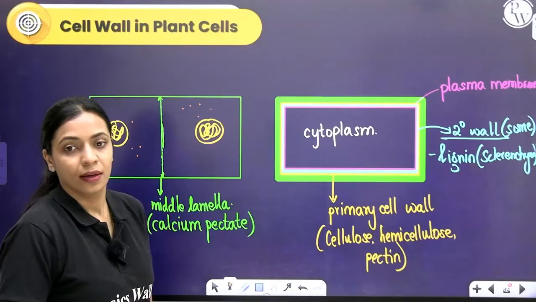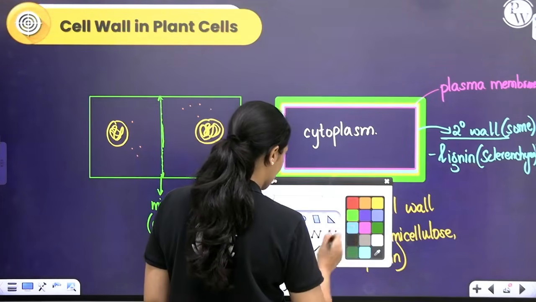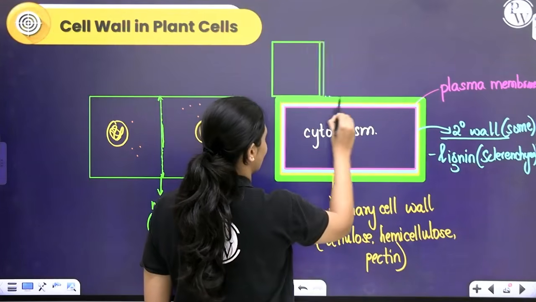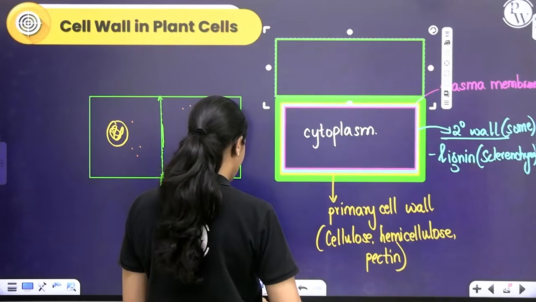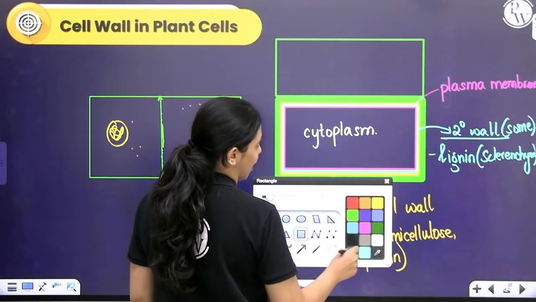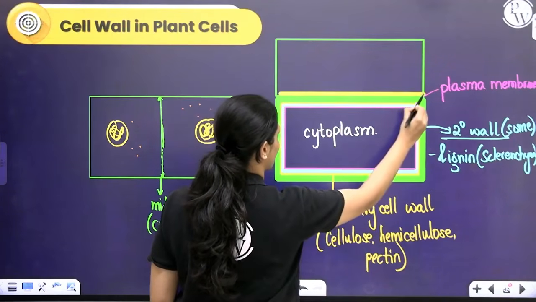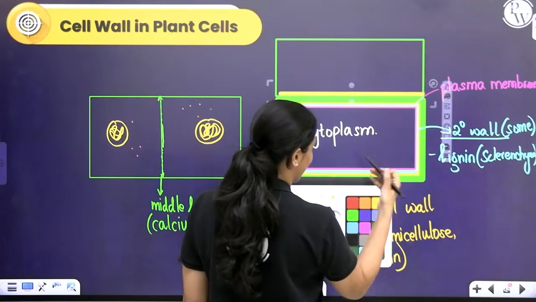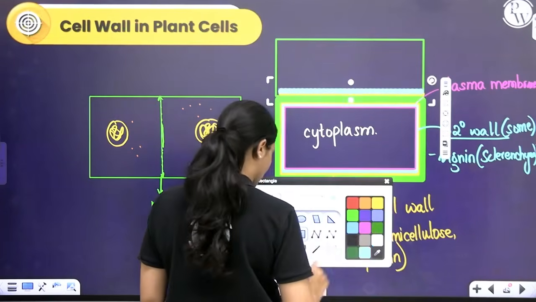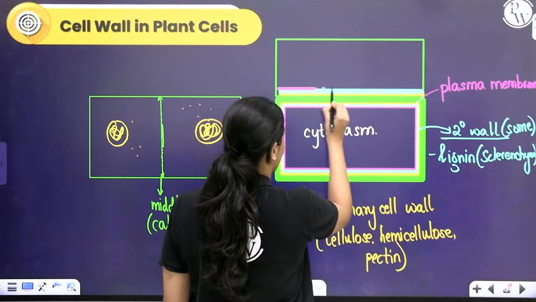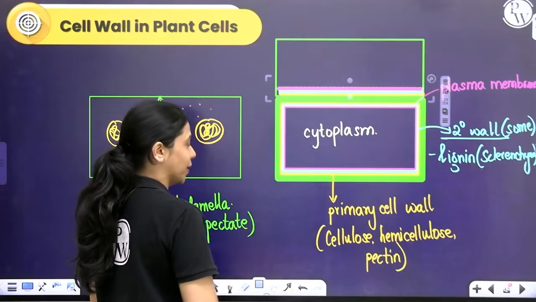Okay. Now, between two neighboring cells, if they have to form tissues, they will have to communicate with each other. So if this is one cell and this is another neighboring cell right here, it will have its middle lamella, it will have its own primary wall, it may have its own secondary wall also, and it will have its plasma membrane as well. I'm showing it only on one side, but know that it will be present throughout. For ease, I'm showing it only on one side.